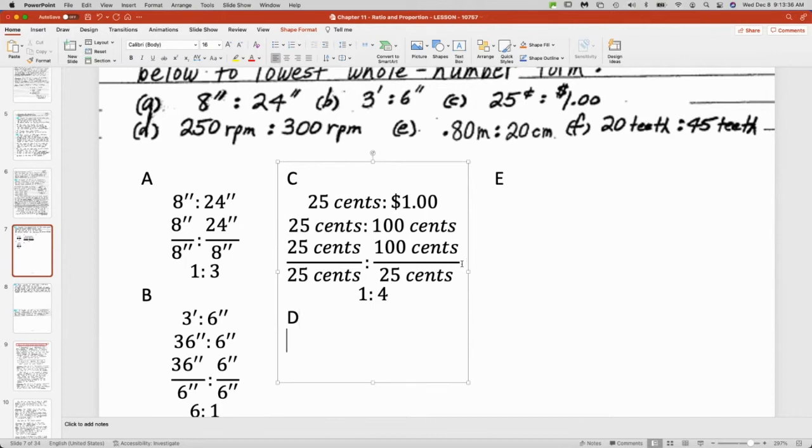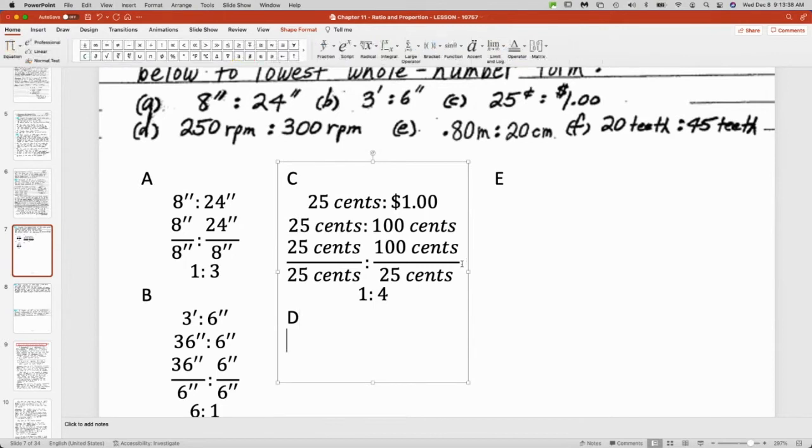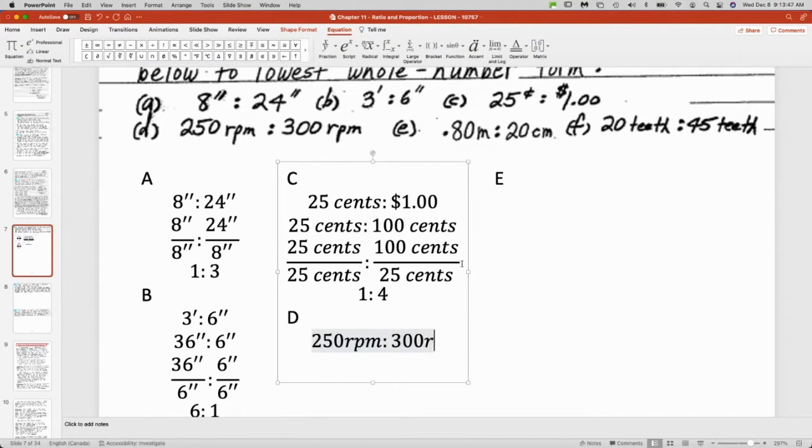In the next situation, we have RPM. What does RPM stand for? Rotations per minute. Thank you. I think we saw rotations per minute on an assignment or something.